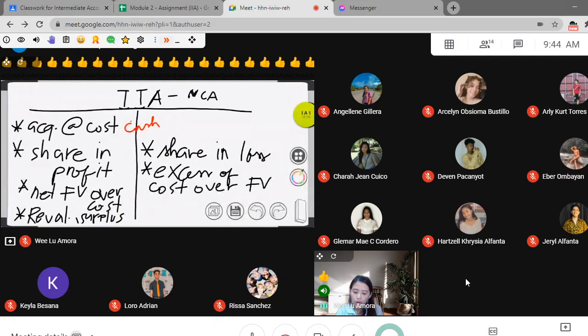Next, share in profit. Every time we debit investment in associate because we have share in profit, our credit is investment income. Okay? Investment income. It is the opposite of share in loss. So, if there is income because there is share in profit, share in loss will have a debit of loss on investment. So, debit loss on investment and then credit investment in associate.